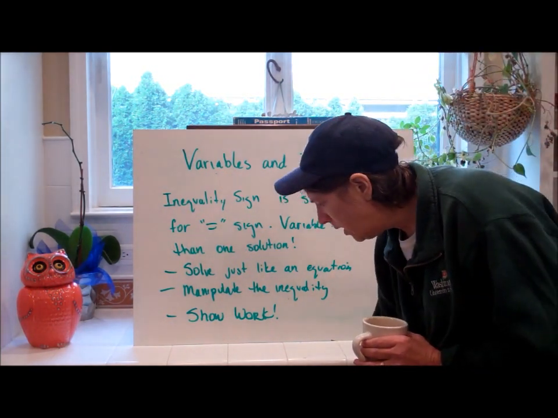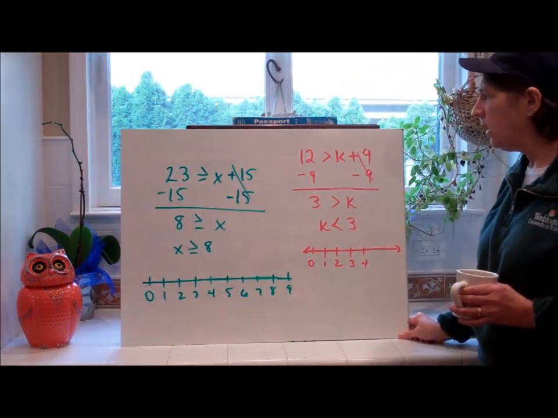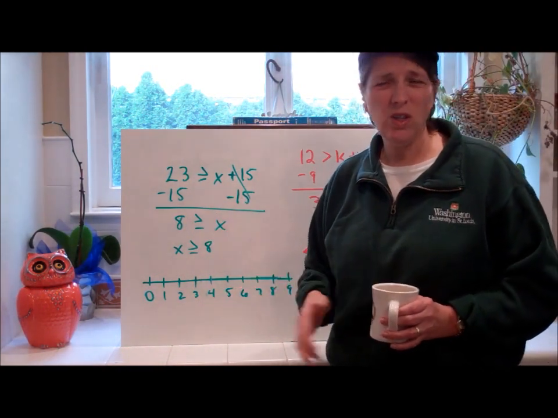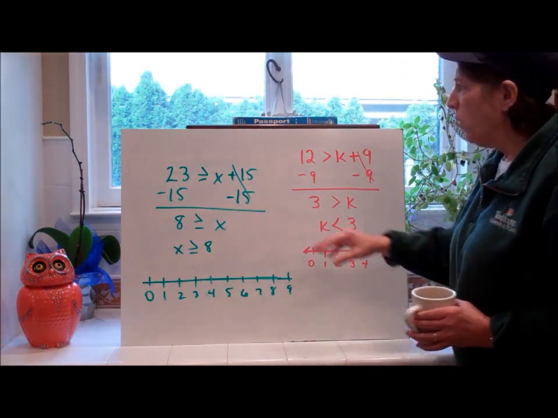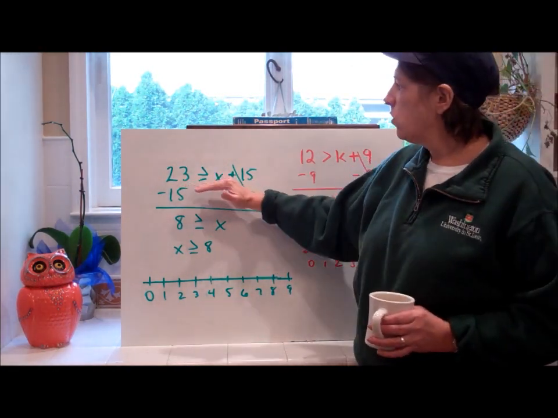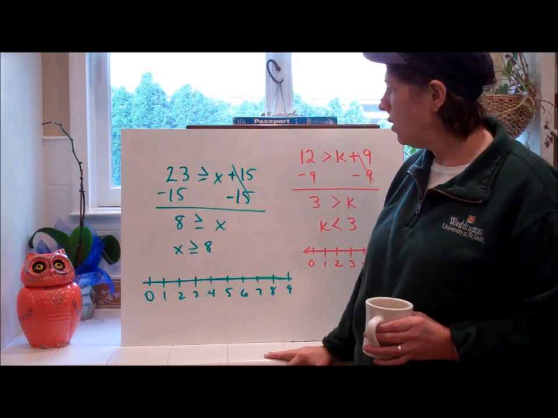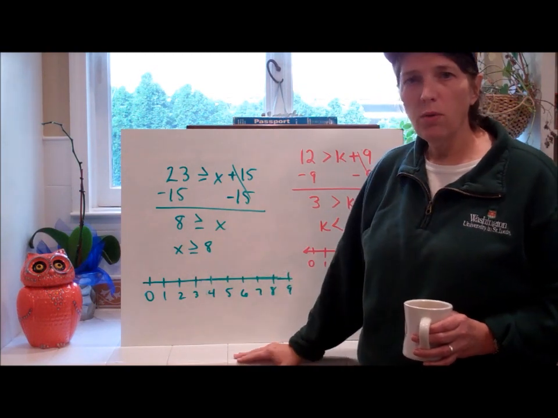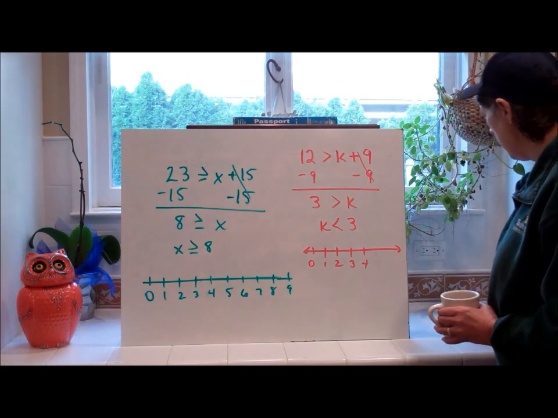I went ahead and showed you two inequalities, and you should be fairly comfortable with one-step equations. So these are going to be one-step inequalities. We read this as 23 is greater than or equal to x plus 15. You subtract 15 from both sides, you get 8 is greater than or equal to x. We flip it over because of the symmetric property, and we get x is greater than or equal to 8.